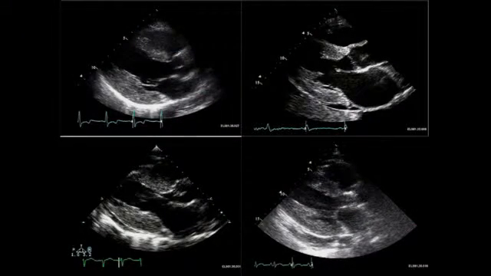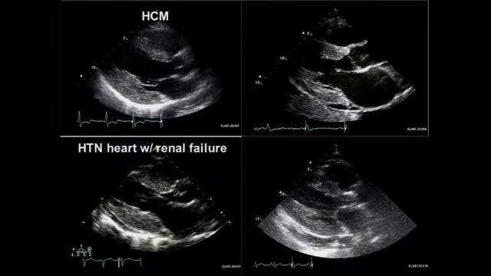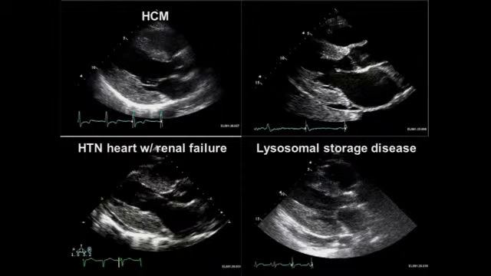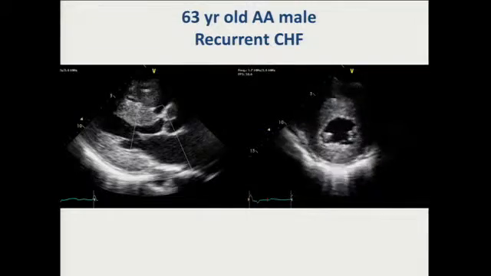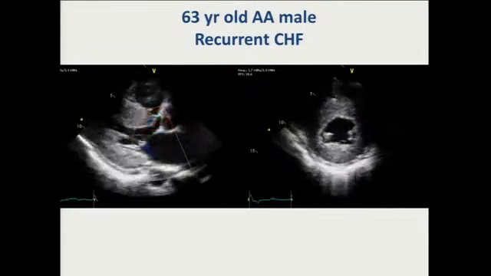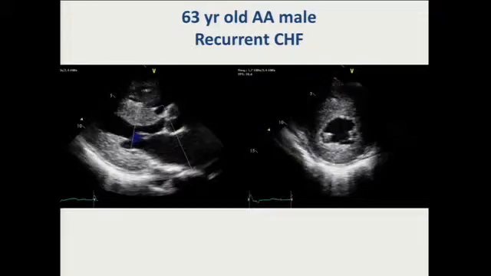So when you encounter a clinical situation where you have significant thickening and you're wondering about amyloidosis, the EKG can be very helpful, and these lab tests and non-invasive modalities can point you in the right direction. So in this case, this is hypertrophic cardiomyopathy, hypertension with renal failure, lysosomal storage disease, and amyloidosis. And again, to differentiate them, you need to use your available different tests.